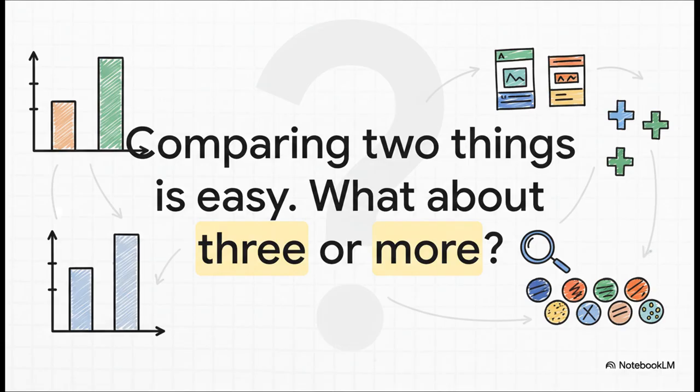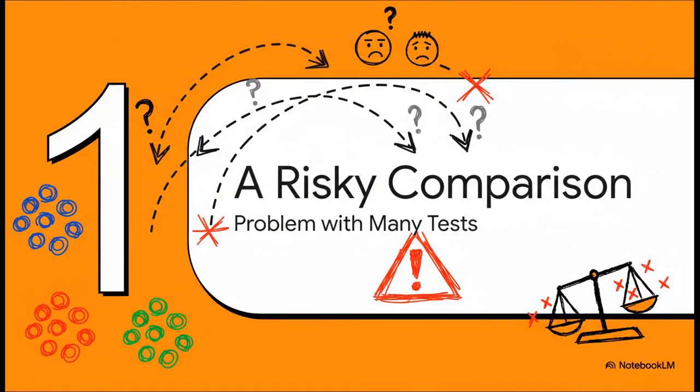Comparing just two things is pretty easy, right? It's a simple A-B test. But what happens when things get more complicated? What if you're a marketer with, say, 3 different ad campaigns? Or a doctor trying to compare 4 new treatments? As we're about to see, just trying to compare them 2 by 2 can get you into some real statistical trouble. So what's the big deal? What's the trap we're trying to avoid here? Let's take a look at the most common, but also the most flawed way people try to handle this.